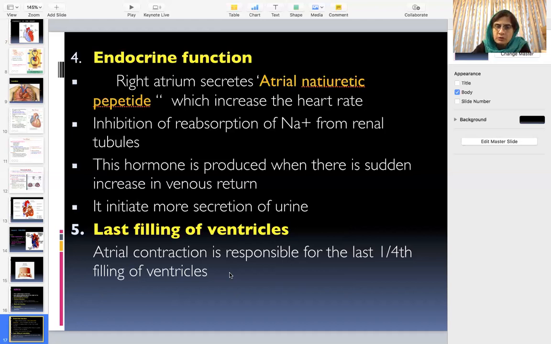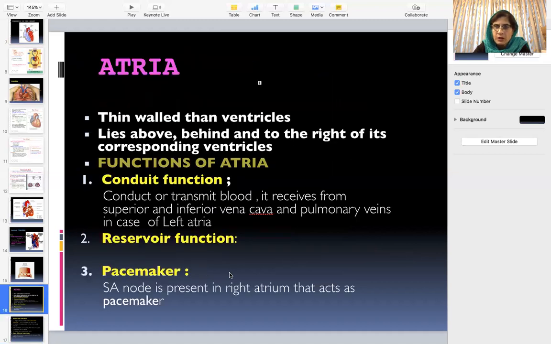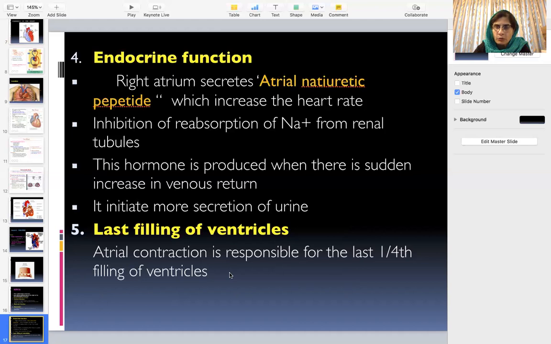So we have five functions of the atrium. It acts as a conduit, just transmitting the blood coming from the venae cavae into the right atrium and from the pulmonary veins into the left atrium. It acts as a reservoir. It has a pacemaker, the SA node, in the wall of the right atrium behind the opening of the superior vena cava. It secretes the hormone atrial natriuretic peptide, and it is responsible for the last 1/4 filling of the ventricle. Before that, the filling of the ventricle is passive. All the blood coming back into the atrium is automatically transported into the ventricle.